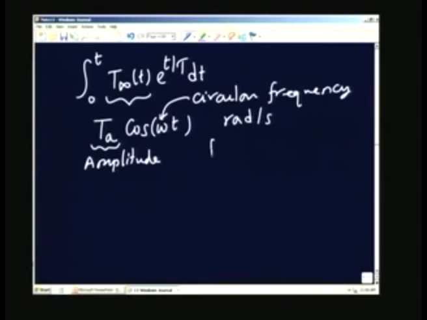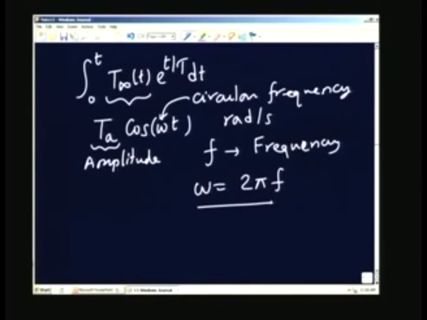If the frequency is f, then omega will be nothing but 2 pi times f, omega equal to 2 pi f. So, let me just indicate how we are going to solve this problem, and I will leave the details to the student to work out.